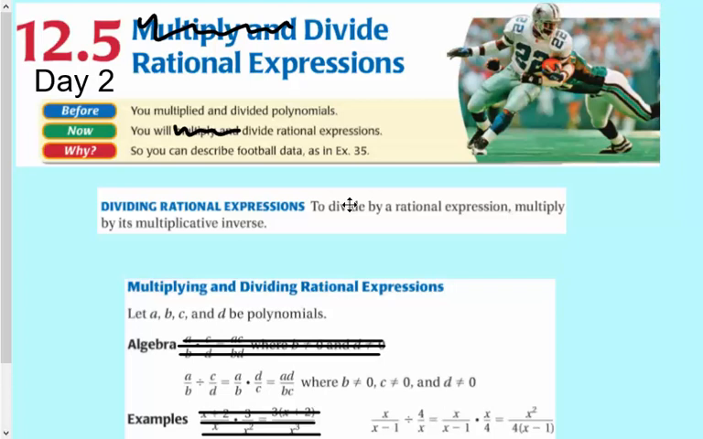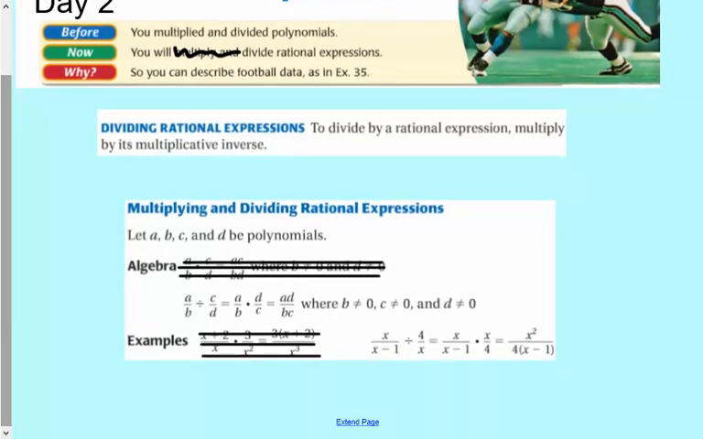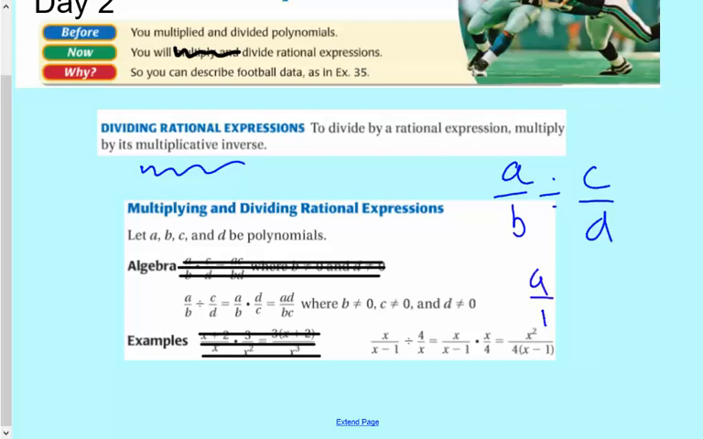All right, picking up again with 12.5. Today we're working with dividing rational expressions. It's an identical lesson. This is basically a review day. What you're going to do is just multiply by the reciprocal. And you see this word multiplicative inverse. That just means reciprocal. So if you have two fractions like this here, you're just going to change it to this here, multiply by the reciprocal, and then do exactly what we did yesterday.